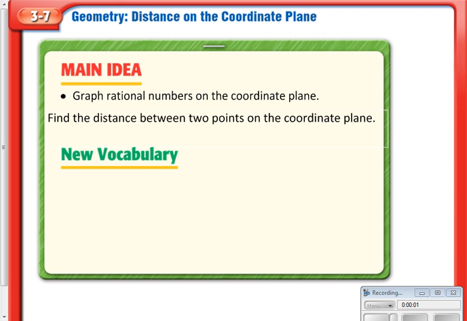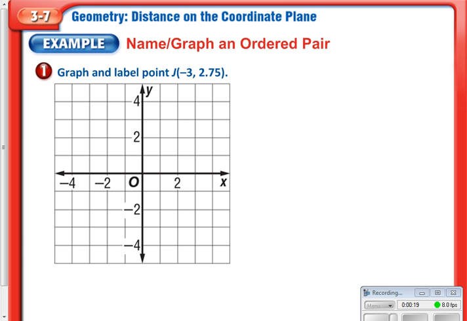3-7 is distance on a coordinate plane, so it's going to tie some geometry with some algebra together. Basically, it's a culmination of a lot of Unit 3 lessons. We'll be looking to use an ordered pair on coordinate planes to find distance from point to point. So just a quick refresher that you dealt with yesterday is we have these values here.